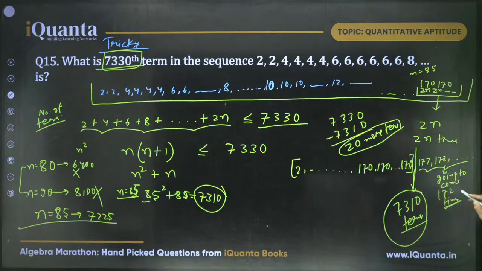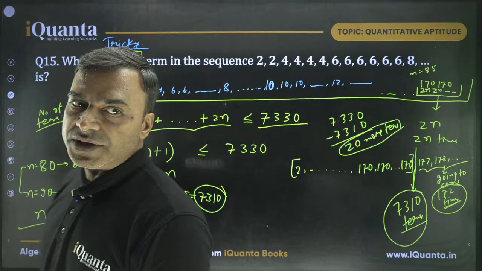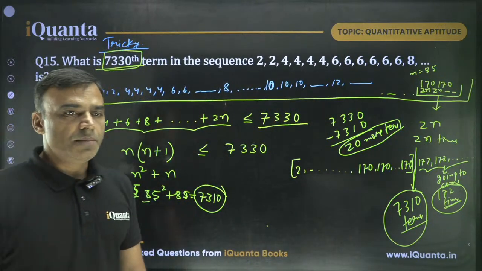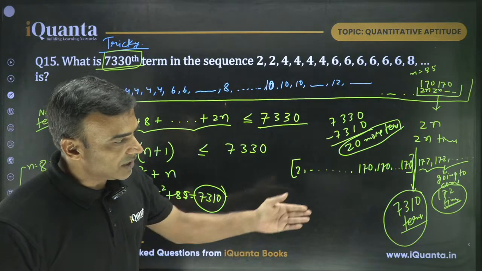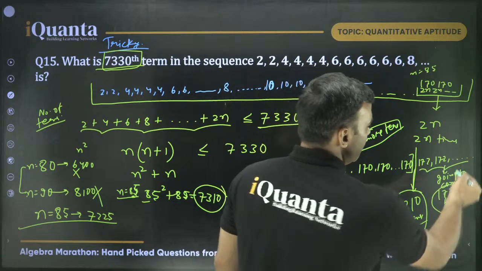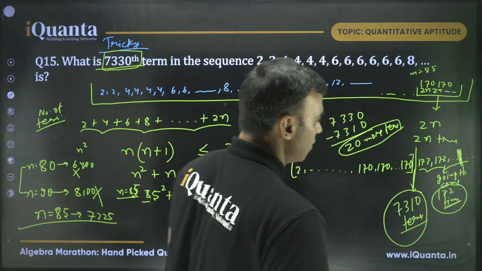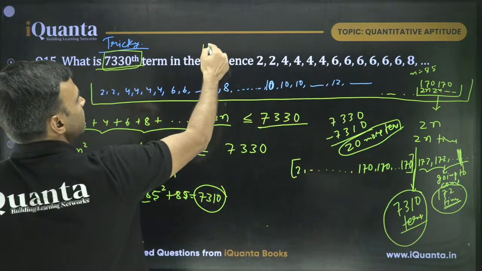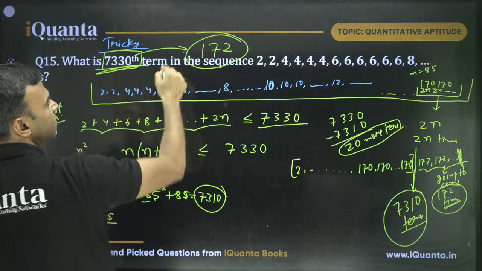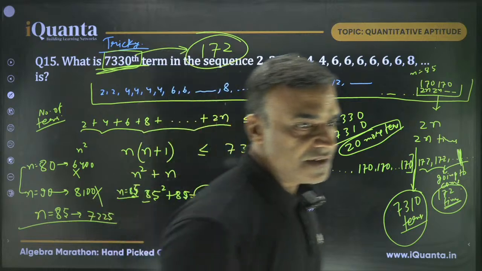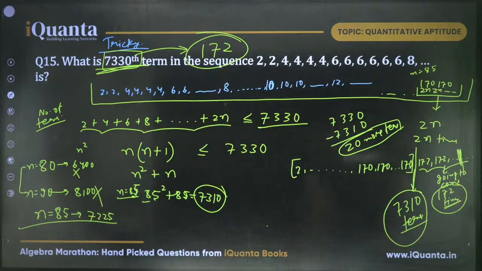out of 172 terms. So what will be that value? We need 20 more terms out of that 172 terms. It will come somewhere in the middle, here somewhere. And which value will it be? 172. So the 7,330th term is going to be 172. All right, please tell me if it is fine and we can go ahead.